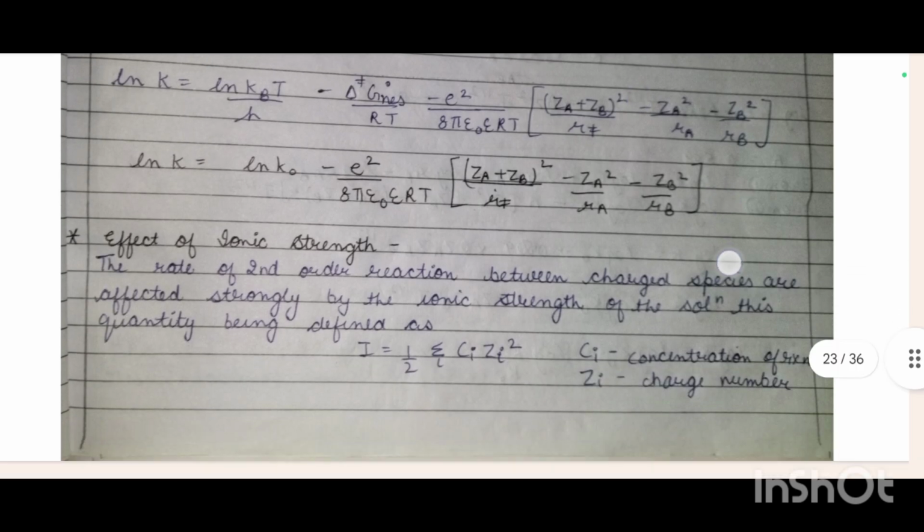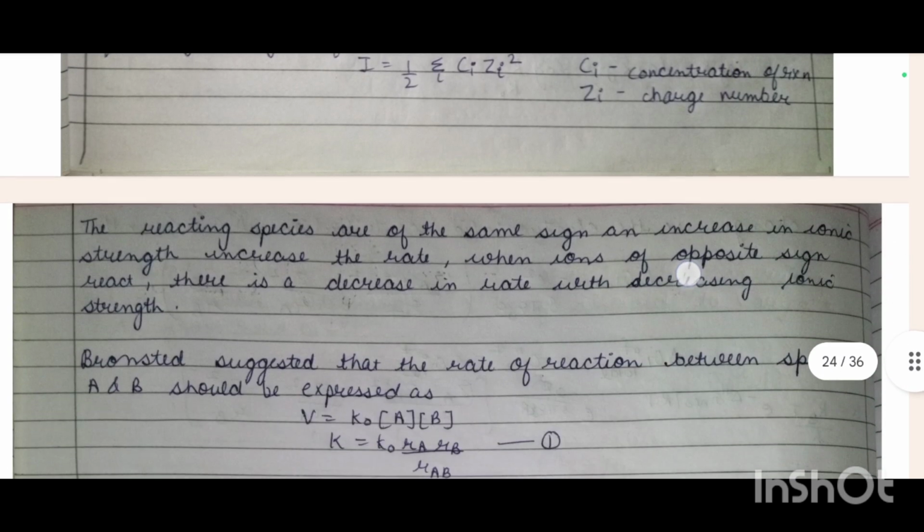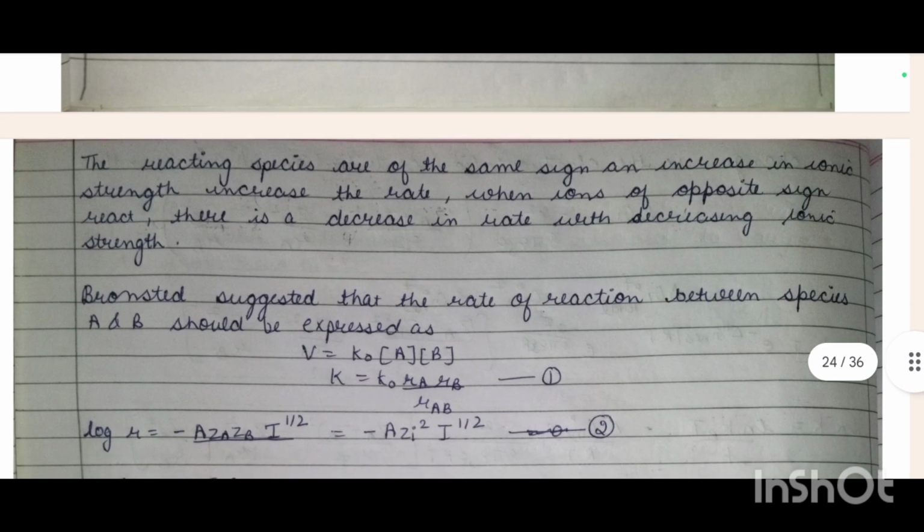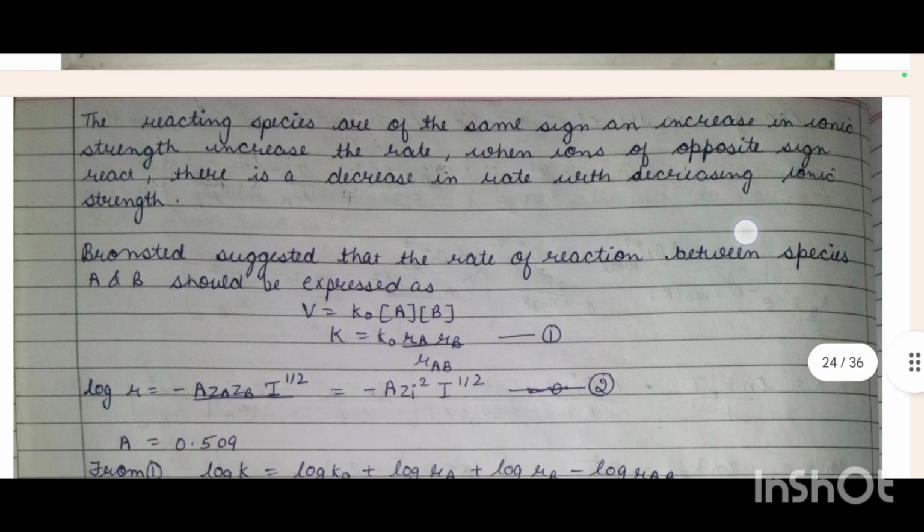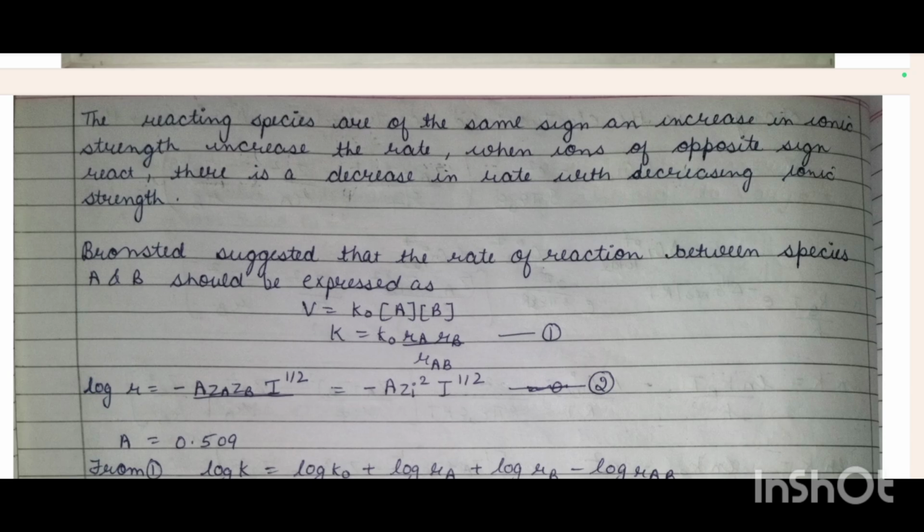The rate of a second order reaction between charged species is affected strongly by the ionic strength of the solution. This effect becomes definite: when the reacting species are of the same sign, an increase in the ionic strength increases the rate. When ions of opposite sign react, there is a decrease in the rate with an increase in the ionic strength.